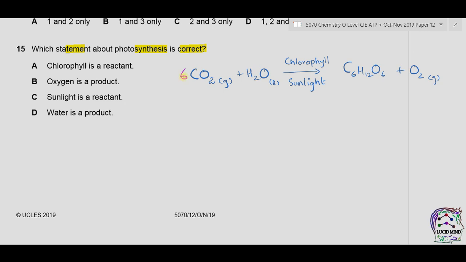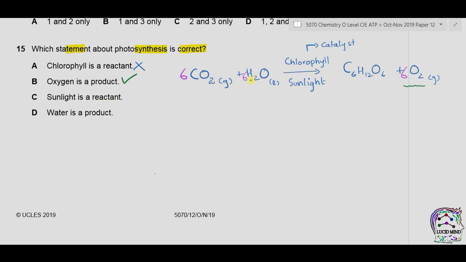6 moles of carbon dioxide react with 6 moles of water to form 6 moles of oxygen and 1 mole of glucose. A. Chlorophyll is a reactant. Now we can see that chlorophyll is not a reactant, it is a catalyst. So A is incorrect. B. Oxygen is a product. This is a true statement as we can see that oxygen is being formed as a product. C. Sunlight is a reactant.